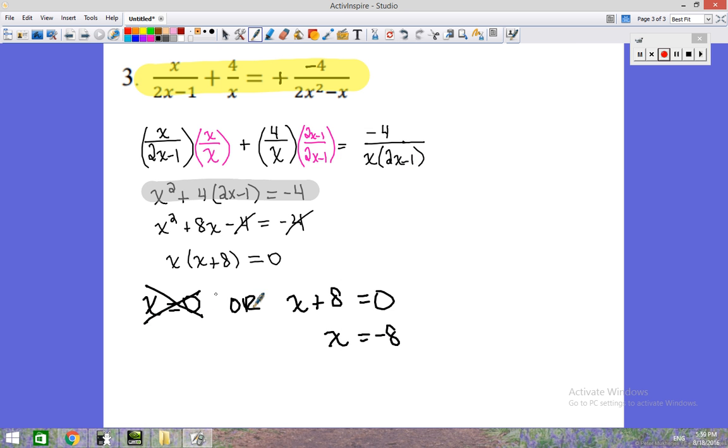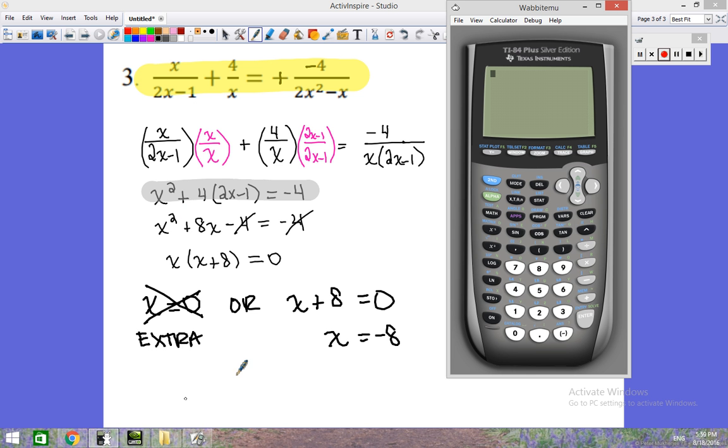Okay, so that guy's extraneous. It's gone. It's out of here. Alright, so let's plug in and check this negative 8 into here. And let's bring our calculator back up. The negative 8 in the numerator. In the denominator, what do we have? Well, the 2 times negative 8 is a negative 16. Minus 1, I've got a negative 17.